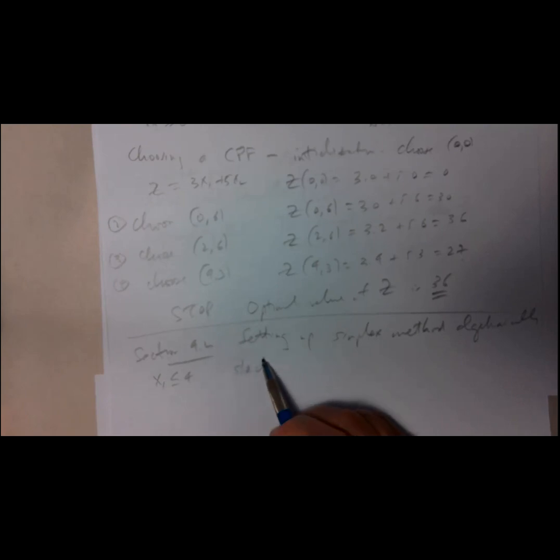So for example, we have the constraint x1 less than or equal to 4. So we introduce a new variable, what is called a slack variable, x3, and we replace x1 less than or equal to 4 by x1 + x3 = 4. And if x3 is greater than or equal to 0, a solution of x1 + x3 = 4 is the same as a solution of x1 less than or equal to 4, right? Because if x3 is positive, x1 is smaller than 4. So I've converted this inequality to an equation.